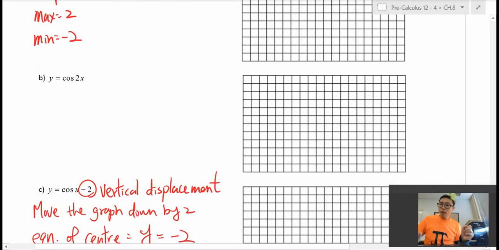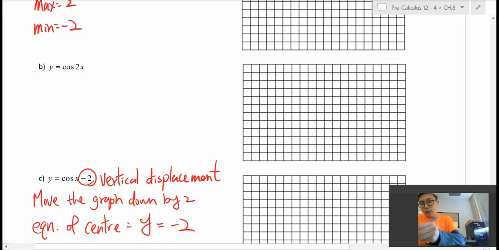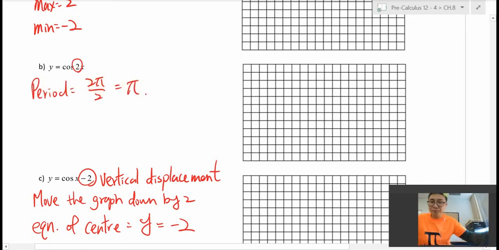Okay, part B, cosine of 2x. This is changing the period, right? Because that's the value of b. That's horizontal expansion or compression. So now the period is no longer 2 pi. It's going to be 2 pi over 2. So it's just going to be pi.